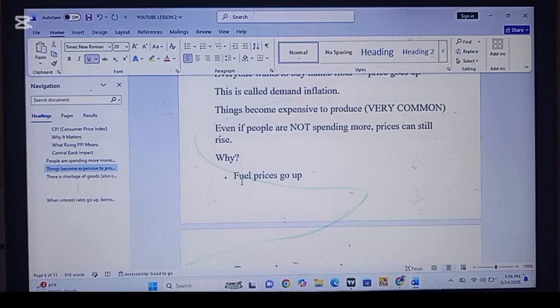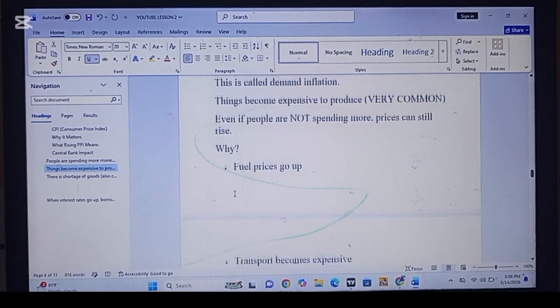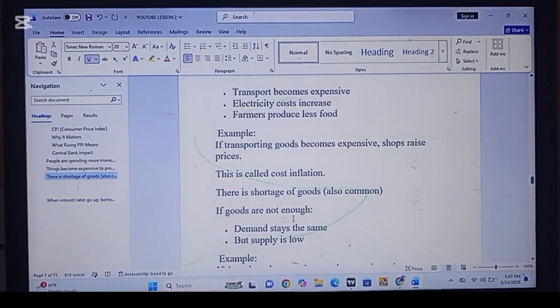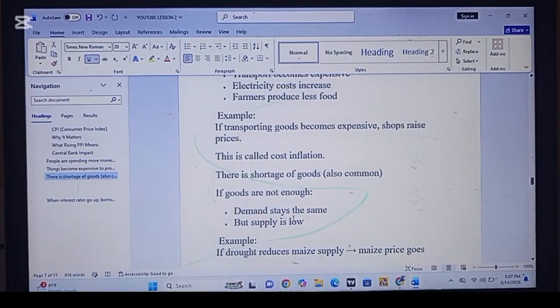The cost of transportation has increased, so that journey of the product reaching from the manufacturer or the producer to the consumer will lead to a high inflation. So you can see how the inflation comes. The fuel goes up, transport becomes expensive, electricity cost increases, farmers produce less food. So you can see all this is what we call cost inflation.